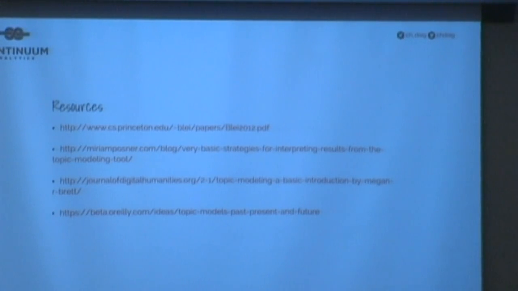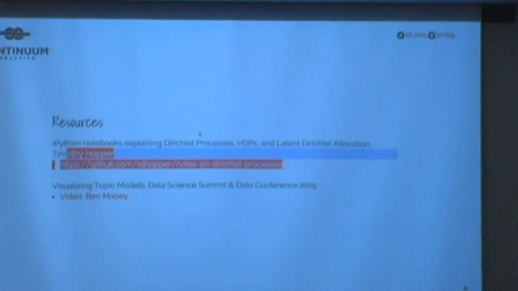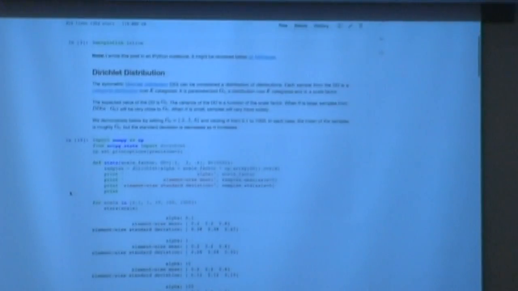So, some other resources that I found doing this presentation and working on topic modeling. If you want to go deep into what that black box is, I highly recommend Tim Hopper, who has very good notes on the Dirichlet process, but you have been warned that it gets deep into the math and the equations. So if you're into these things, it's a very good resource for really understanding what's happening in the Dirichlet process.